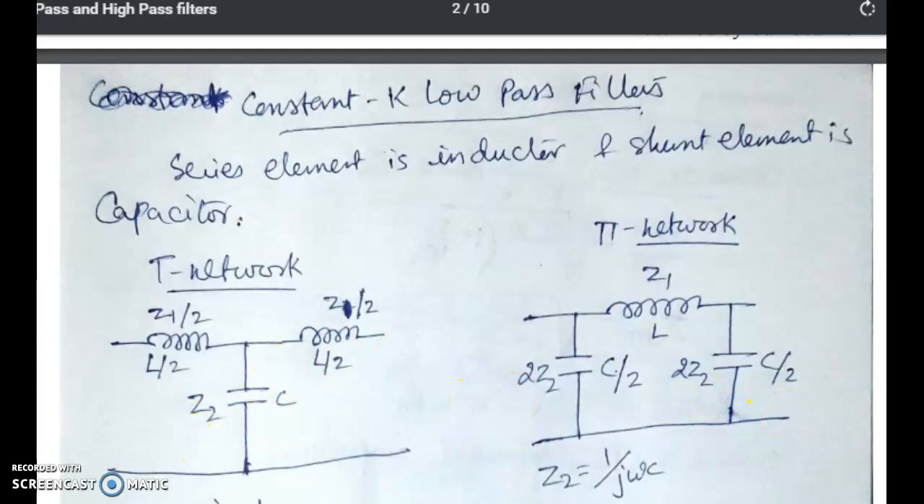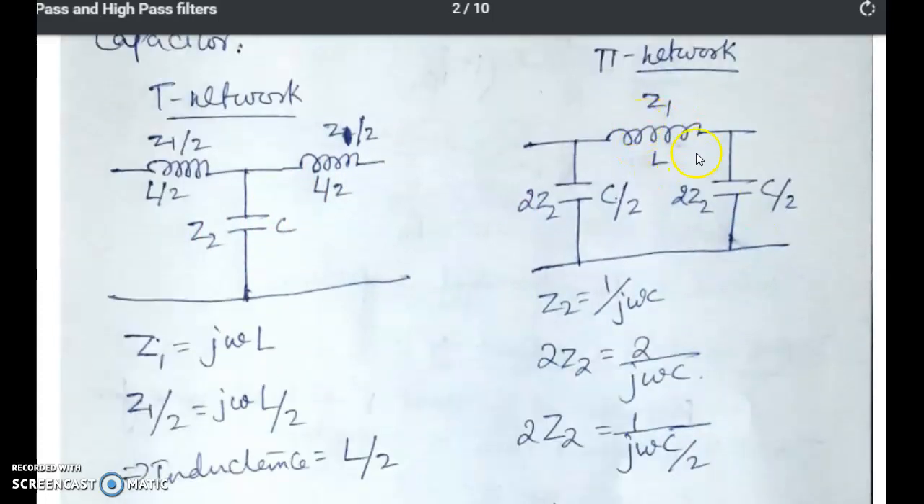When we obtain the pi network, the series element is inductor, whose impedance is equal to Z1, so inductance is equal to L. And in case of shunt element, it is capacitor, and because two shunt capacitors are connected, the impedance of one capacitance is equal to 2 Z2. That means capacitance will be equal to C by 2. Similar is the case with the second capacitor.